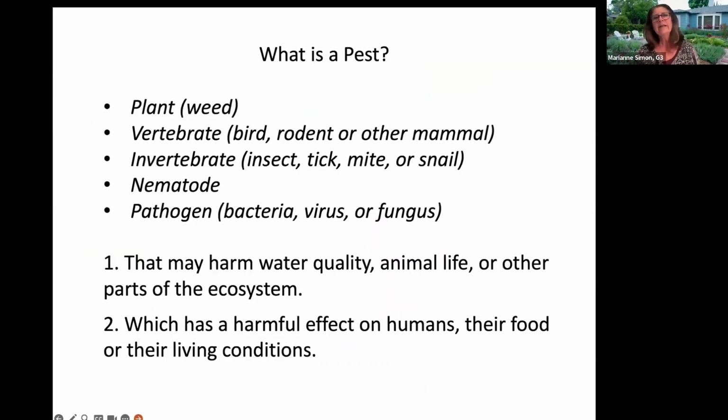So let us try to define a pest. Again, a pest is really in the eye of the beholder. A pest could be a plant. It can be a vertebrate, such as birds or rodents or other mammals. We had some listed already in the chat box. Invertebrates like ticks and mites, nematodes, and then pathogens. And basically, the 2 key thoughts about that is, one, that they may harm water quality, animal life, or other parts of the ecosystem. And then number 2 is very human-centric, so that is their harmful effect on humans, their food, and their living conditions. So we start with that as a definition.